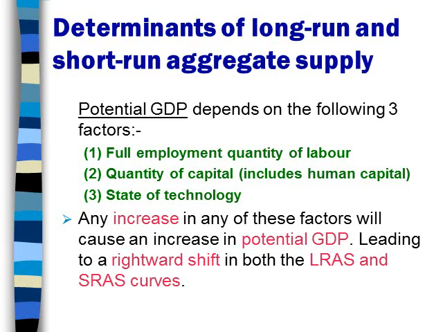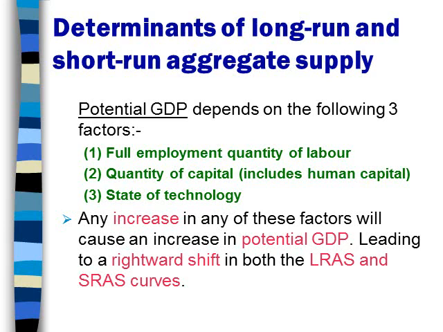Your LRAS, which measures your potential, can change based on these three factors: how much labor you have, which is one of your factors of production, how much capital you have, and the state of technology. Any increase in these factors will increase your potential. Take note, when LRAS shifts, SRAS shifts along with it, like what we told you in lecture.